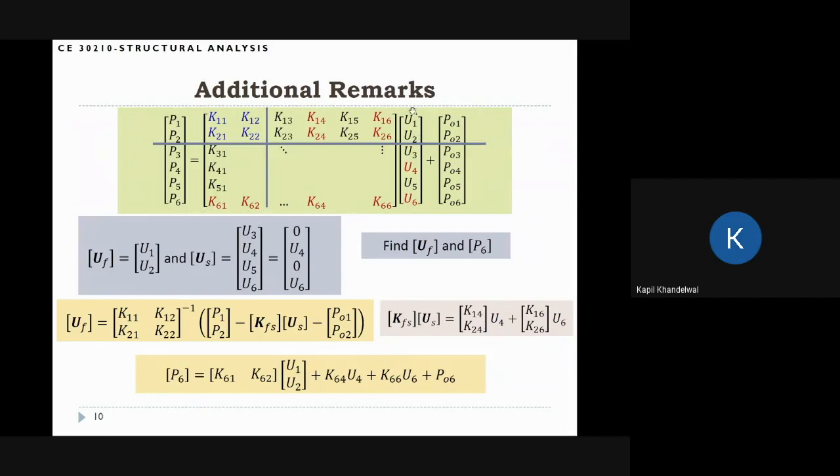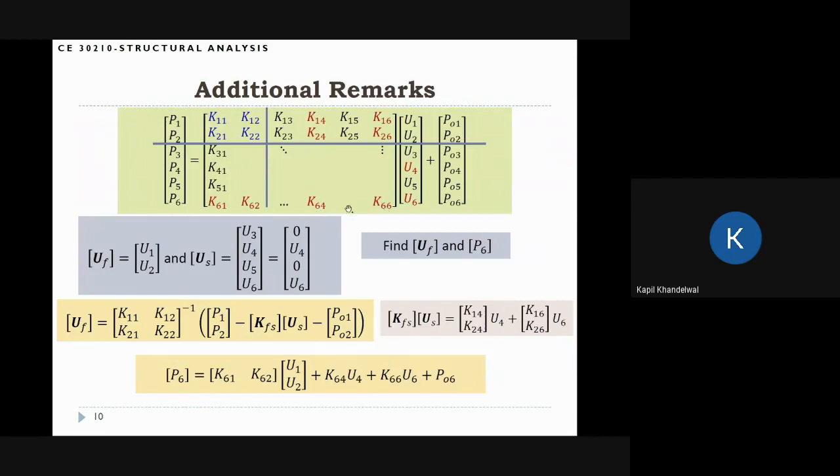So we can just say K61, K62 multiplied by U1 and U2. And U1 and U2 is UF. Plus, we have to take some other terms in this block here, but in this way, we can also do some of the calculations smartly. We just need, in this case, K64 and K66, because only U4 and U6 are non-zero. So we just want to add the contribution of non-zero terms.